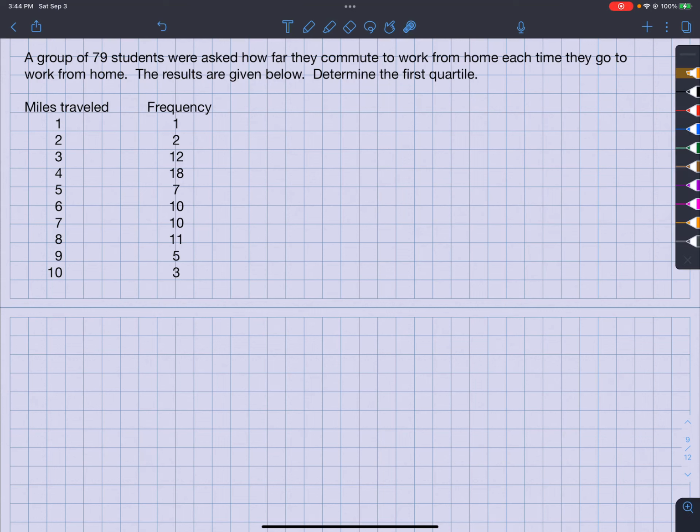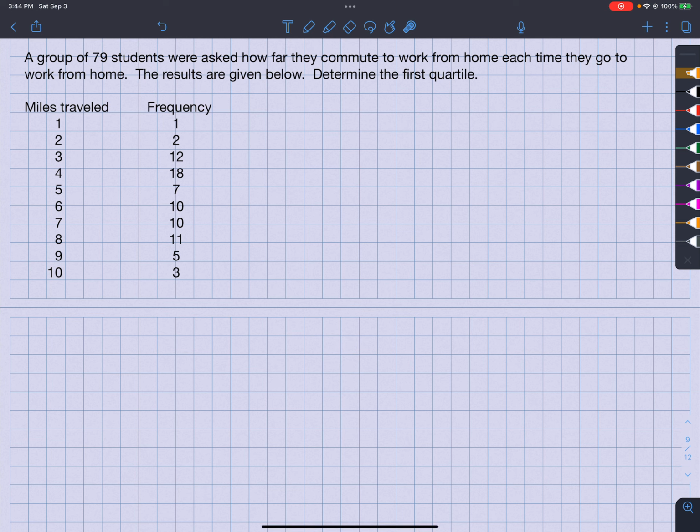So here you see it's a group of 79 students who were asked how far they commute to work from home each time they go. The results are given below. Determine the first quartile. If you notice, this second column here, guys, is frequency.